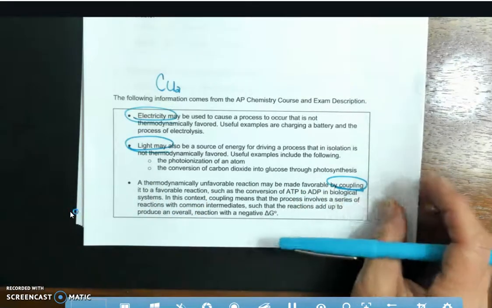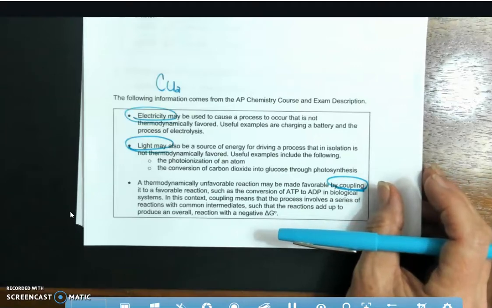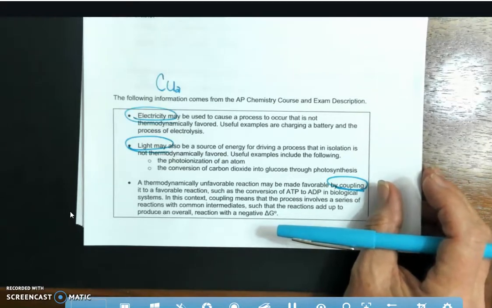So, knowing how to assist a thermodynamically unfavorable reaction to occur is a good thing. Okay.